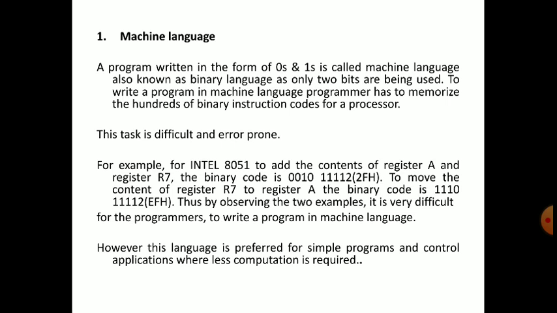For example, for Intel 8051, to add the contents of register A and register R7, the binary code is 0010 1111. It is 2FH. To move the content of register R7 to register A, the binary code is 1110 1111.